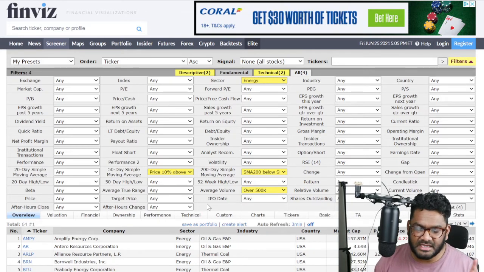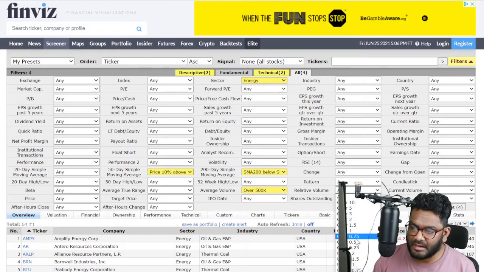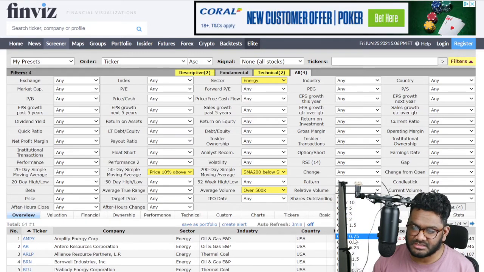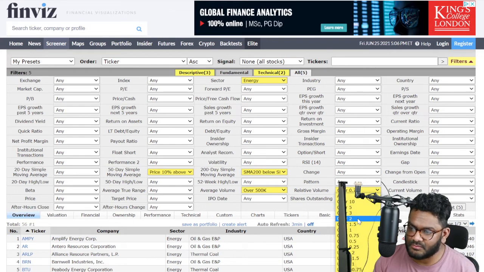So the best thing for you to do at this point is go back to your relative volume and make this relative volume above 0.75. If you just do that, now you only have 56 companies. So it's not enough. So make it over 2.